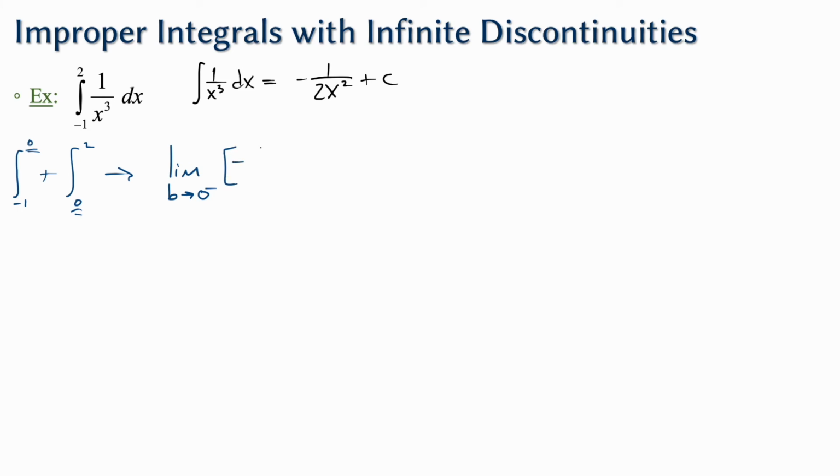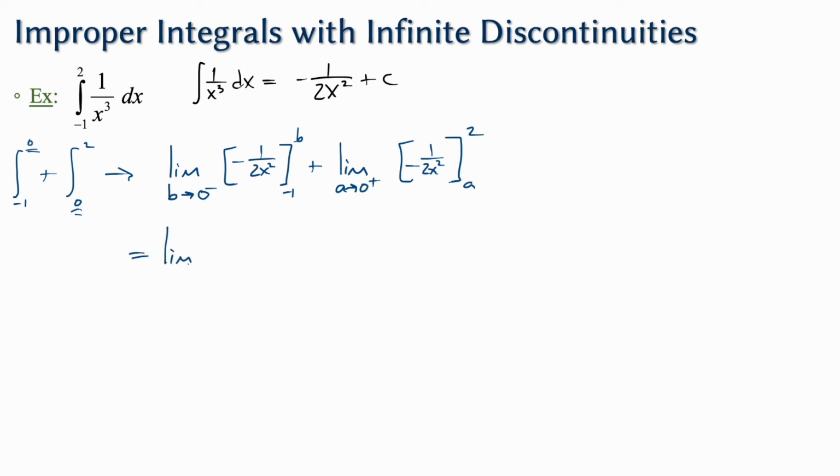The antiderivative is negative 1 over 2x squared, okay? We're going to go from negative 1 to b. Then we're going to do the limit where a is approaching 0 from the right, because this time it's the bottom number of our antiderivative that's the problem, okay? And this is going to go from some a to 2. Okay, so let's go ahead and do the fundamental theorem of calculus.